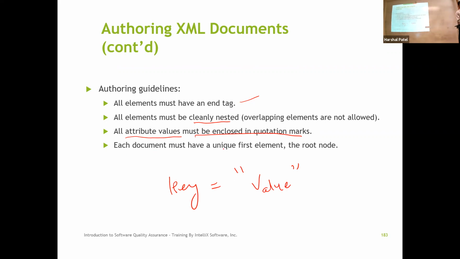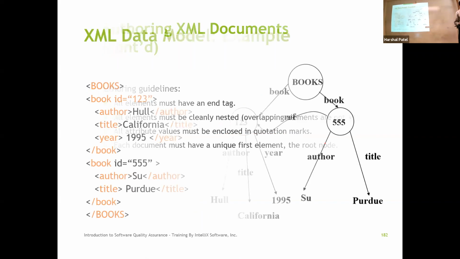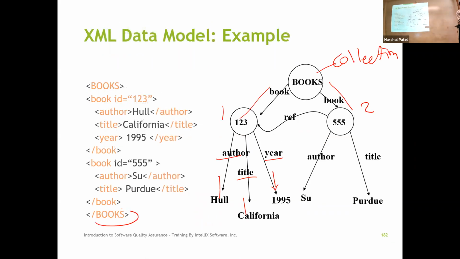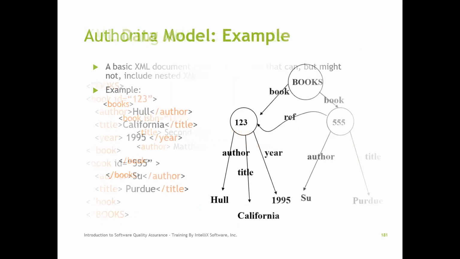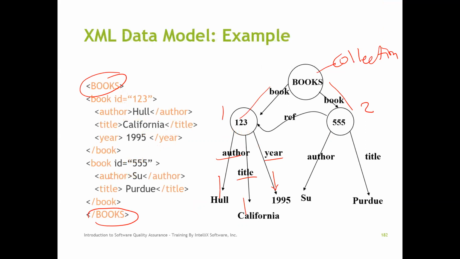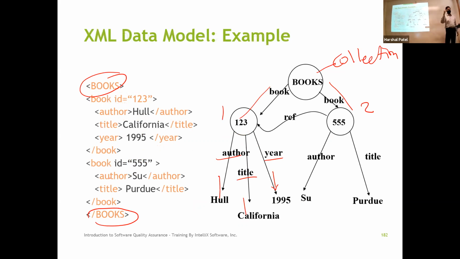And every document must have a unique first element called the root node. So in the example that we talked about here, this is the root node. I can have only one of that. Dilip, can you make that clear? Like you were talking about the relation in the diagram. So relation is essentially you can add an additional attribute, like similar books, and then you can put the book IDs there.